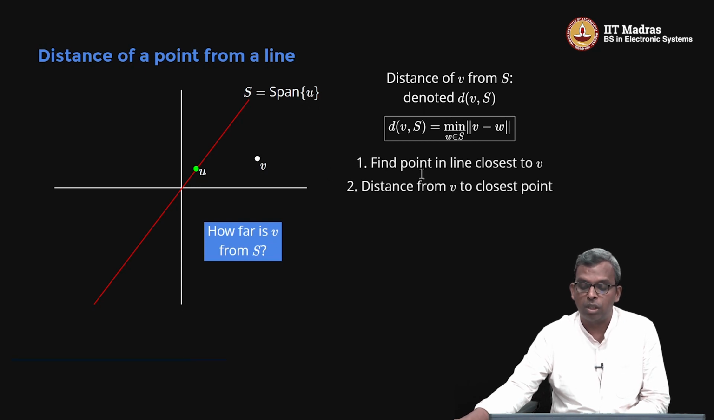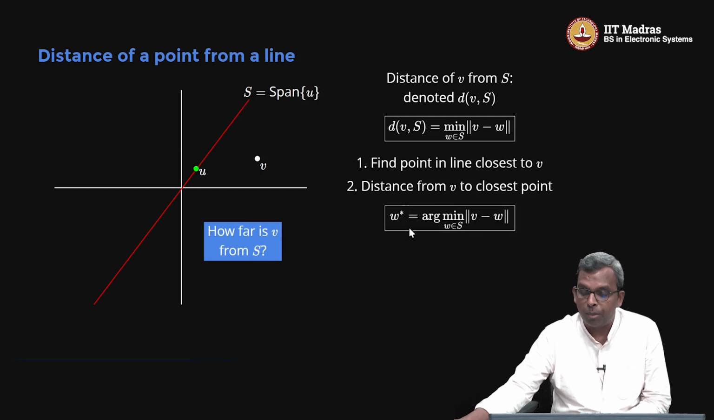So there are two steps here. You find the point in the line which is closest to V, and you find the distance from that. That is the definition of the distance between a point and a subspace. A point, or any set for that matter.